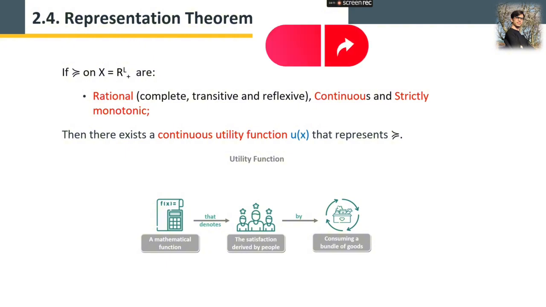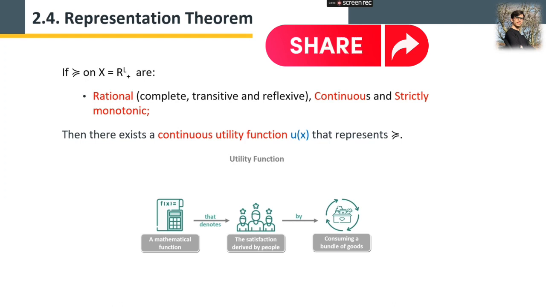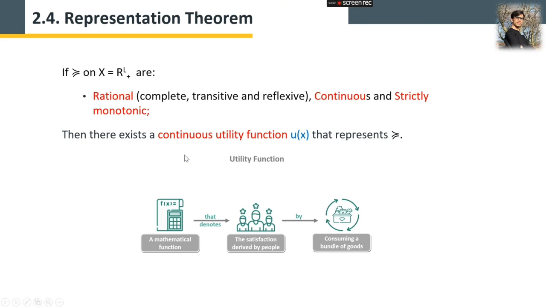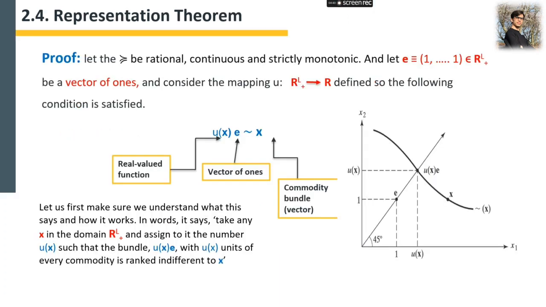So now, based on the representation theorem, we are going to find out that we can represent this preference relation by using a continuous utility function. We are going to prove that a preference relation can be represented by a continuous utility function. Let's work on that. Let the preference relation be rational, continuous, and strictly monotonic. It should satisfy the rational axioms, which are reflexive, complete, and transitive. And also it should be continuous and strictly monotonic.